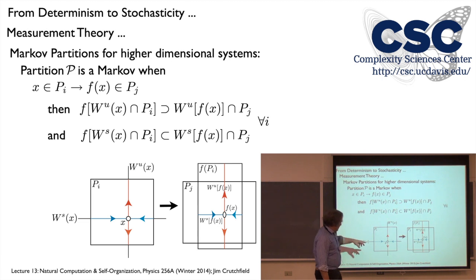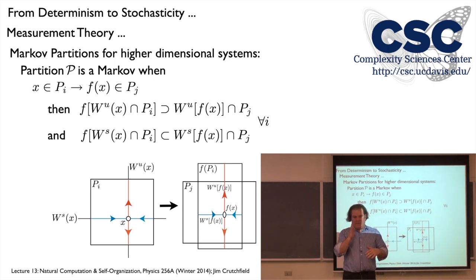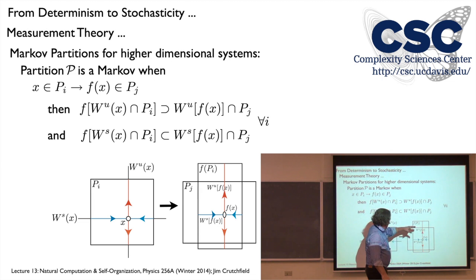There's a symmetric condition for the stable manifold. I look at the stable manifold of x, intersect that with cell i, and that's just the blue part. Then I look at the image of that, and the idea is that it's contained in the stable manifold of f of x, which would be out here, restricted to p_j. This maps forward in the shrinking direction, so it shrinks, and it has to be inside the stable manifold of f of x, restricted to p_j. So in some sense, the stable and unstable manifolds, as they map forward, have to respect each other and map onto each other.